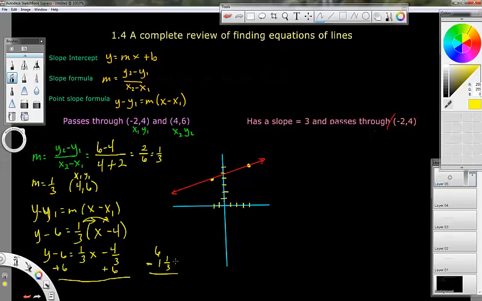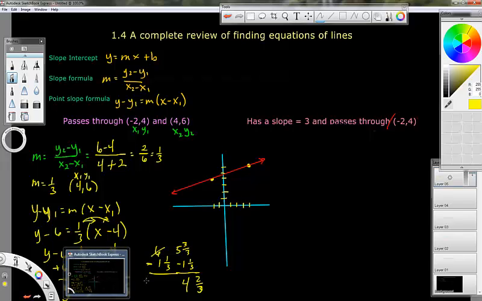This is a pre-algebra problem, right? So we're going to have to borrow. So we make this 5 3/3 minus 1 1/3. I know the weakness of some people is fractions. It always is. 4 2/3. So my final answer, y equals 1/3 x plus 4 2/3. This would be the answer to this question.